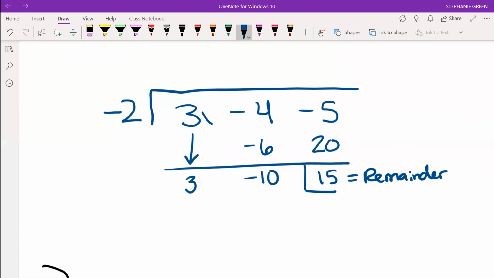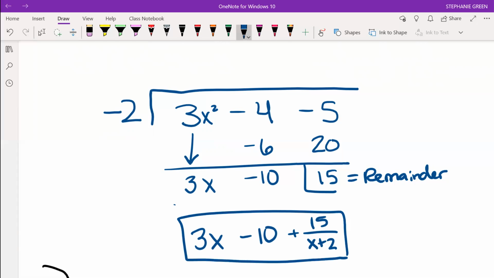We started out with an x squared problem. If I reduce that degree by 1, this coefficient is the coefficient of x to the first power, or just x. So our answer is 3x minus 10 with a remainder of 15. And I could just put remainder 15, or I could put that remainder as a fraction over our original divisor, x plus 2. Notice this quotient is no longer a polynomial because we have an x in the denominator of our last term.